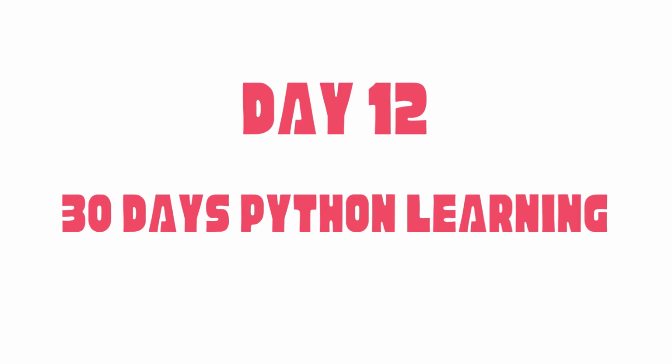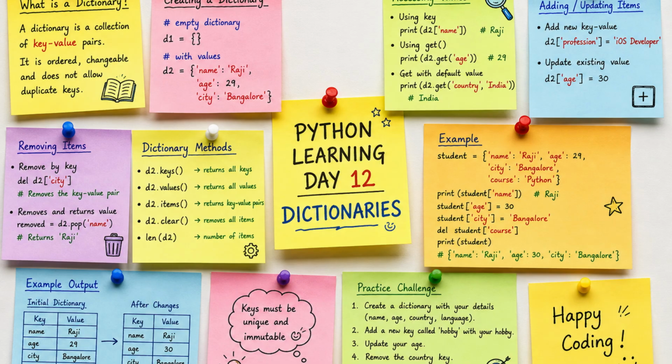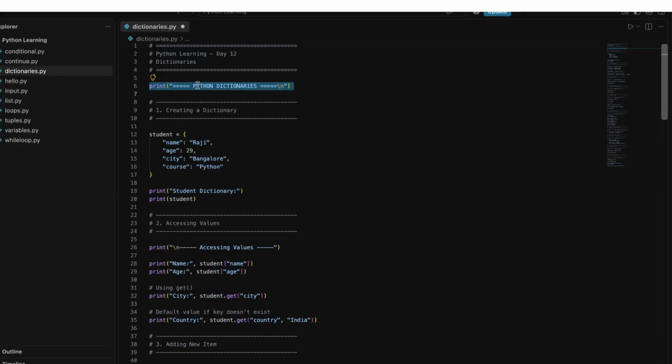And in today's video, we are going to learn Python dictionaries, one of the most useful data types in Python. By the end of this video, you will know what a dictionary is and how to create one, and how to access, add, update and remove data. And I'll give you a simple challenge to practice. Let's get started. What is a dictionary?